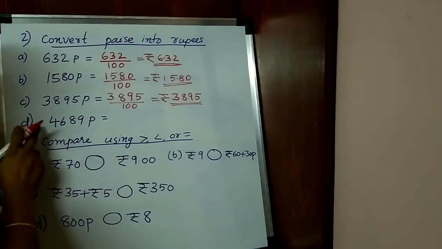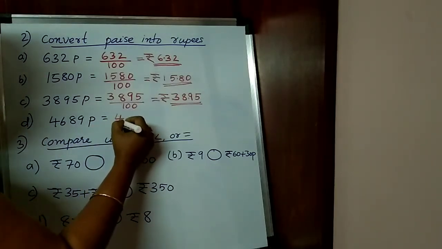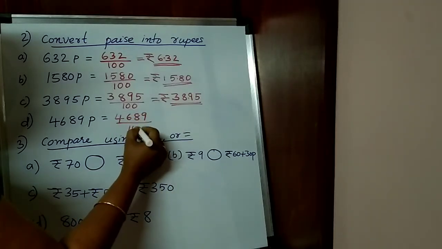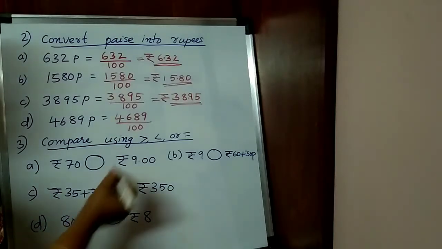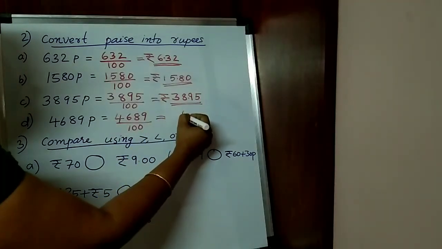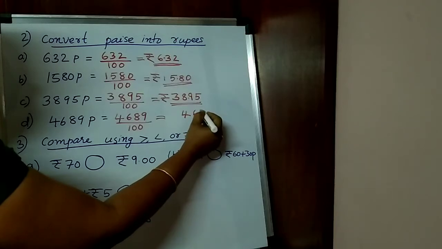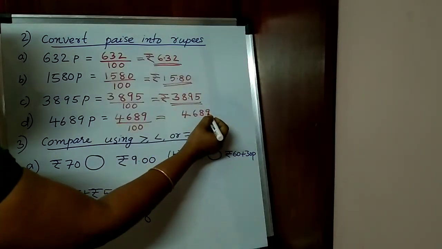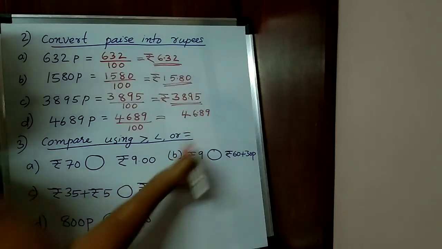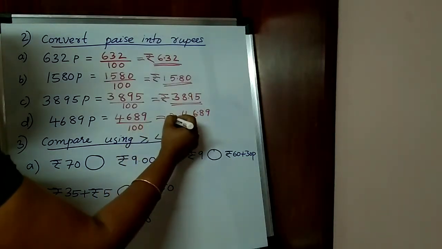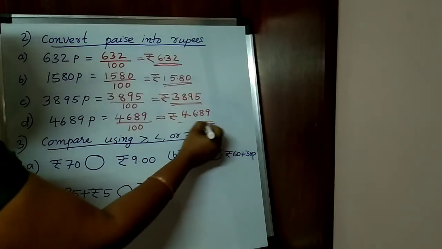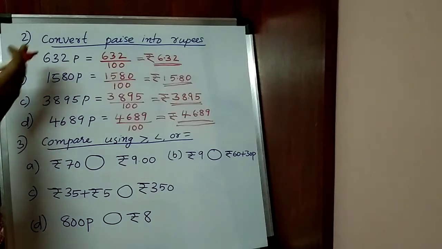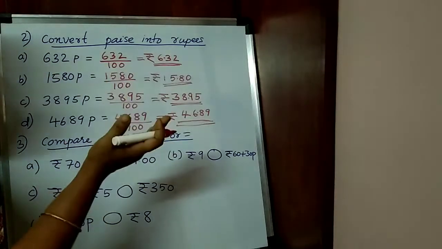Okay. Then last one, 4,689 divided by 100. Here also first you write the numerator, no change. Then you count the zeros, 2 zeros, starting from the right side. After 2 digits, you put one dot. So what is your answer? 46 rupees and 89 paise. This way you convert paise into rupees.